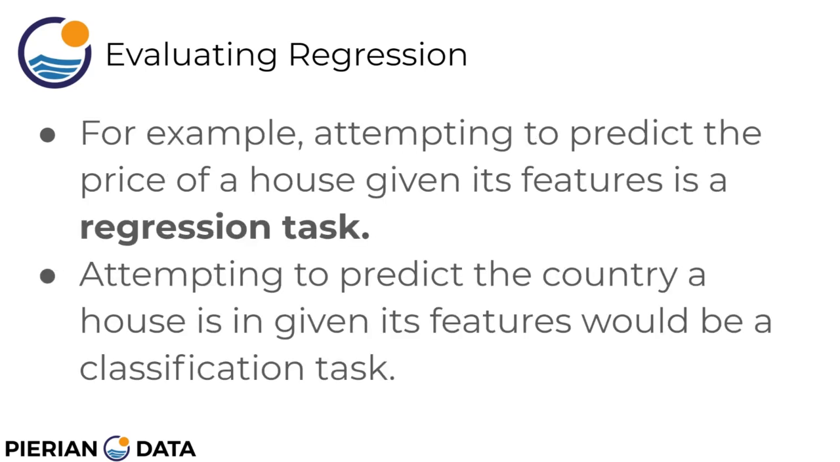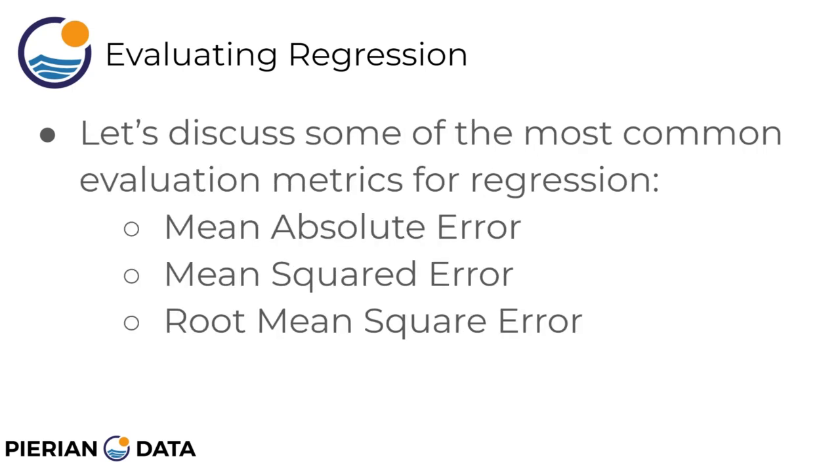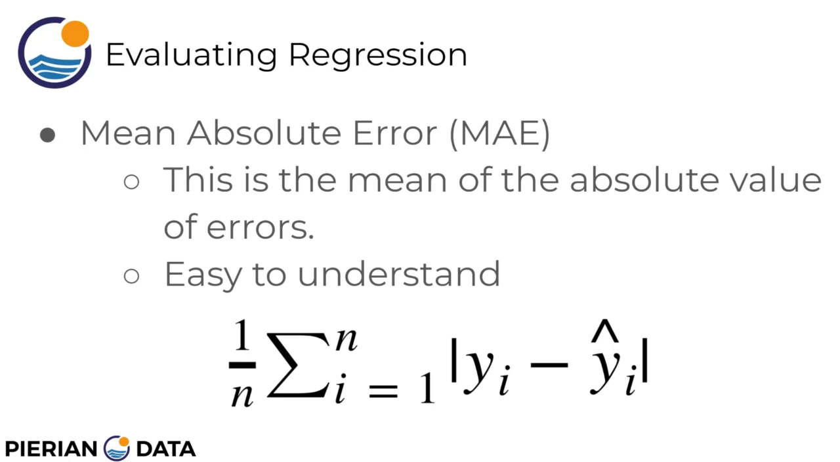For example, imagine we're attempting to predict the price of a house given its features. That would be a regression task. Or attempting to predict the country a house is in given its features, that would be a classification task. And again, we're focused right now on how to evaluate that regression task, where a label is continuous and it's not separate categories. So we're going to discuss the most common evaluation metrics for regression, which are mean absolute error, mean squared error, and then root mean squared error. So let's begin with the simplest, which is mean absolute error.